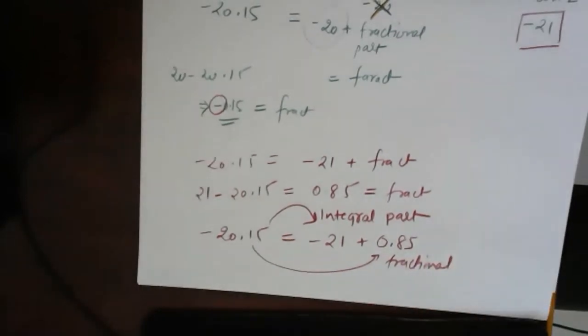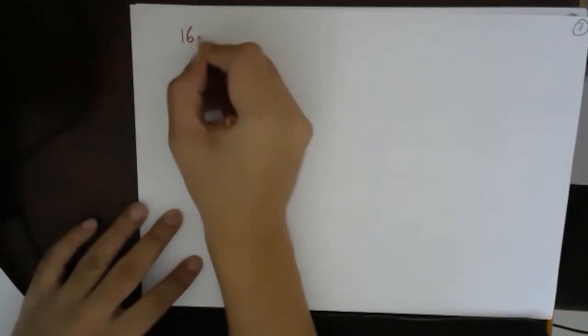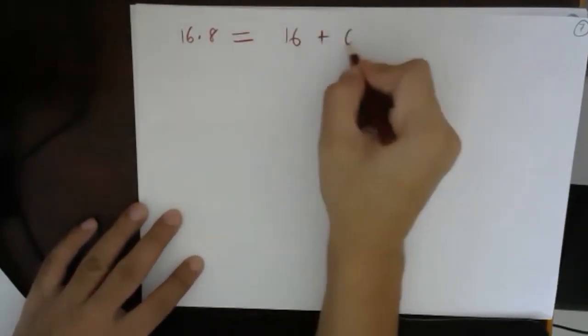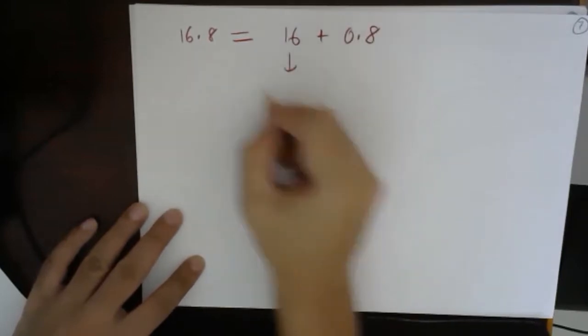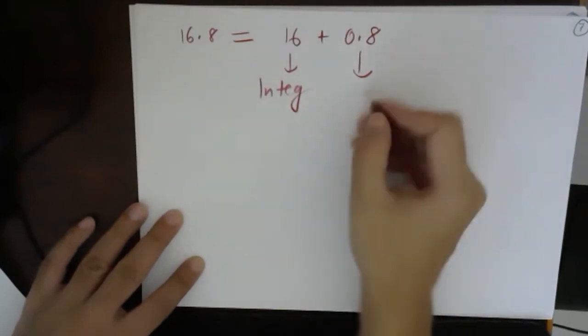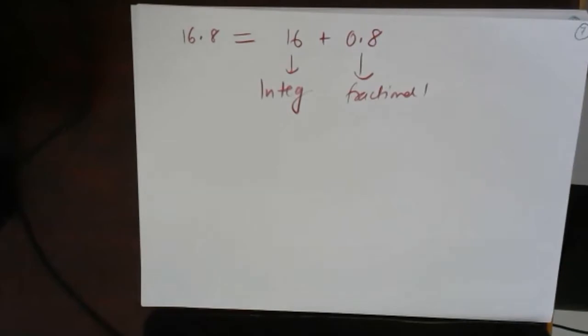The only case which is different is negative. If I take a positive number, it is very simple. Suppose I have 16.8. I can write 16.8 as 16 plus 0.8. So this 16 becomes the integer part, and this 0.8 becomes the fractional part. Very good. Understood? By this part everybody understood?